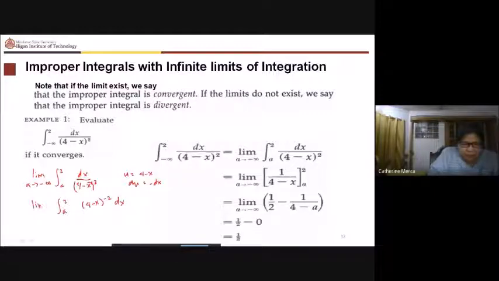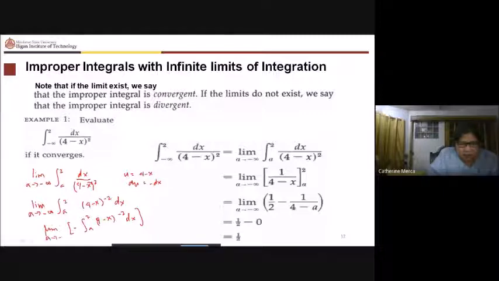Limit as a approaches negative infinity. But what we need here is negative dx. But you only have dx there. So you need the negative. That should become the limit now of the negative of the integral from a to 2 of (4 minus x) to the negative 2 dx.